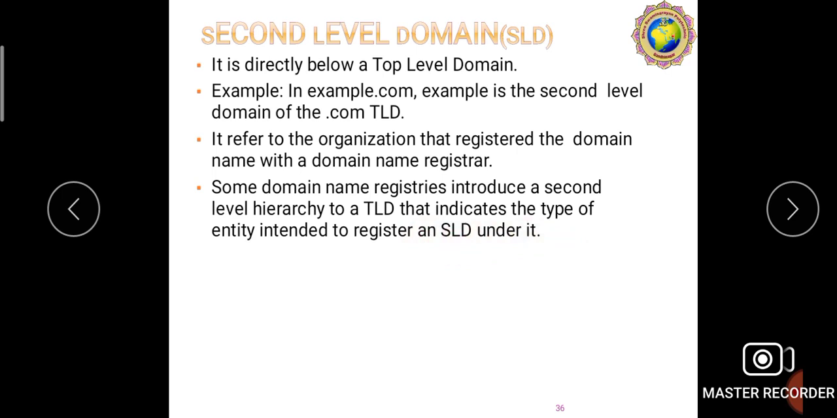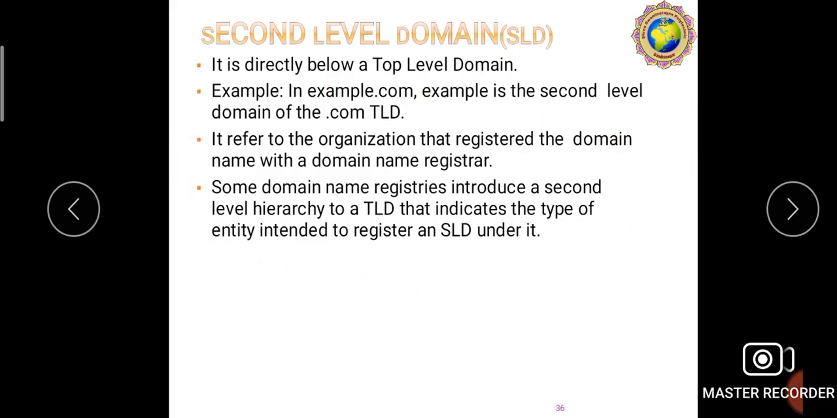So some domain name registrars introduce a second level hierarchy to the top level domain that indicates the type of entity intended to register a second level domain under it. So this is a very important concept for second level domains.